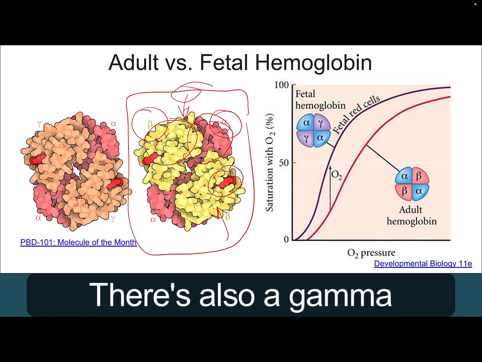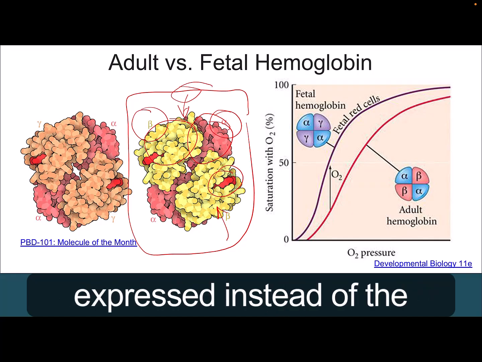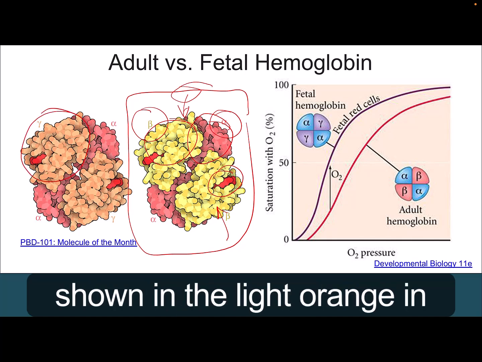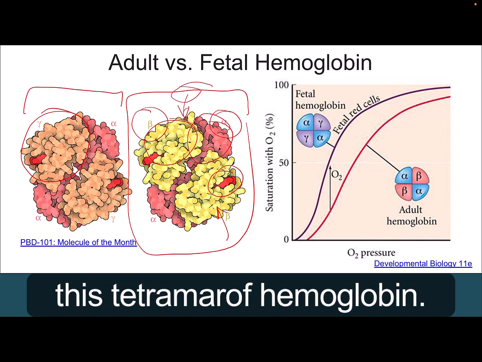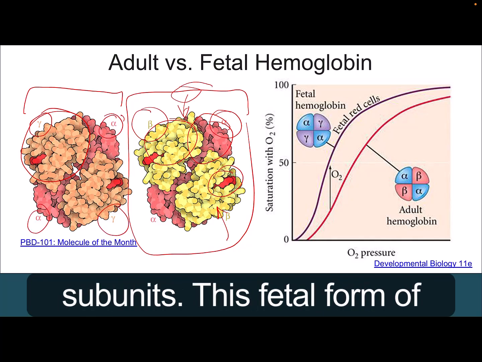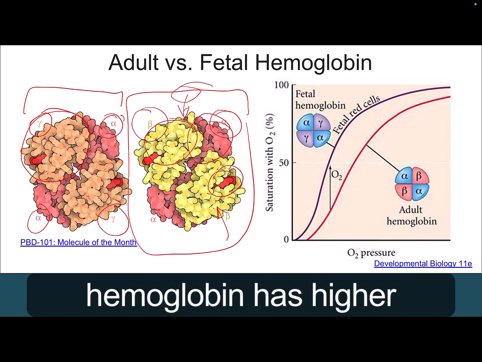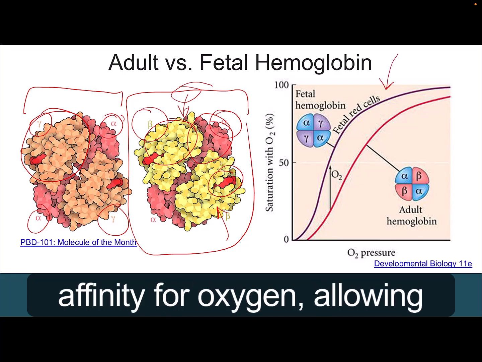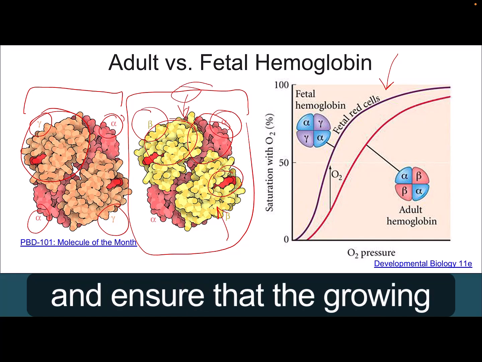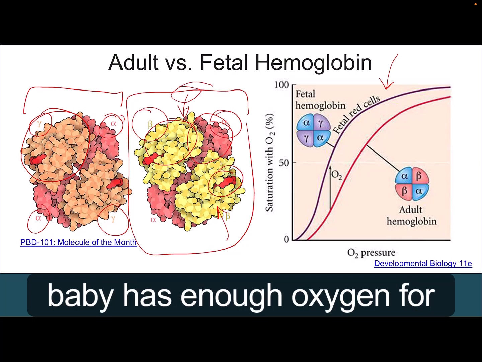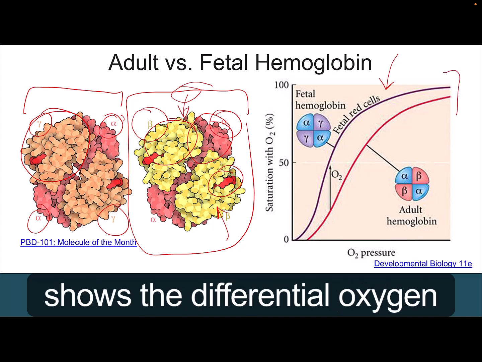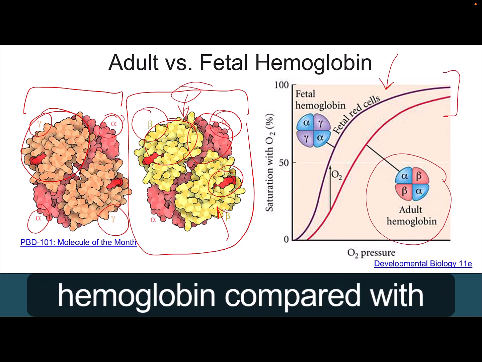There's also a gamma subunit of hemoglobin that is expressed instead of the beta subunit within a developing fetus. This is shown in light orange in this tetramer of hemoglobin. So you've got 2 gamma subunits and 2 alpha subunits. This fetal form of hemoglobin has higher affinity for oxygen, allowing the developing fetus to take the oxygen from the mother's blood more easily and ensure that the growing baby has enough oxygen for development.